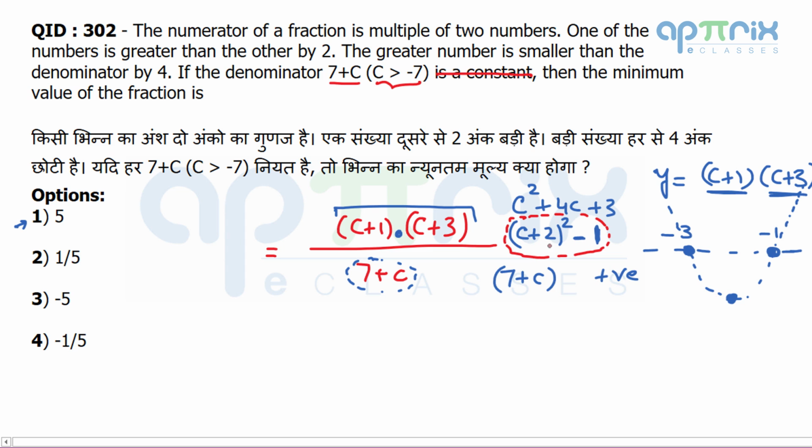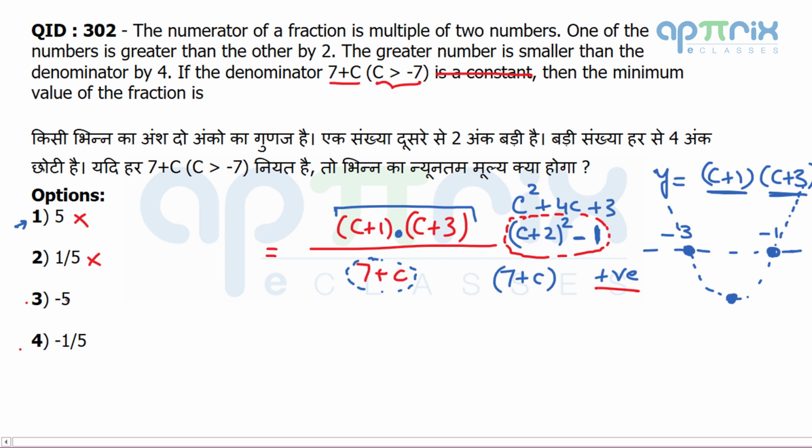Why? Because the numerator is now c plus 2 whole square minus 1. If you put c is equal to minus 2 here, the square expression will be 0 and it will be left with minus 1, right? So if the numerator is becoming negative and the denominator was always positive for c more than minus 7, I am very certain that the minimum value will definitely be negative, and therefore I can reject 2 options directly without any problem.